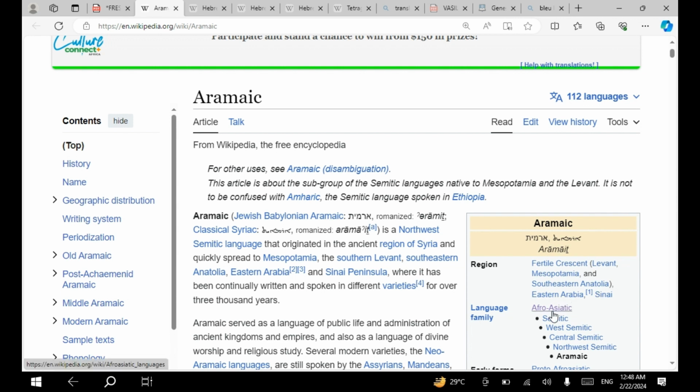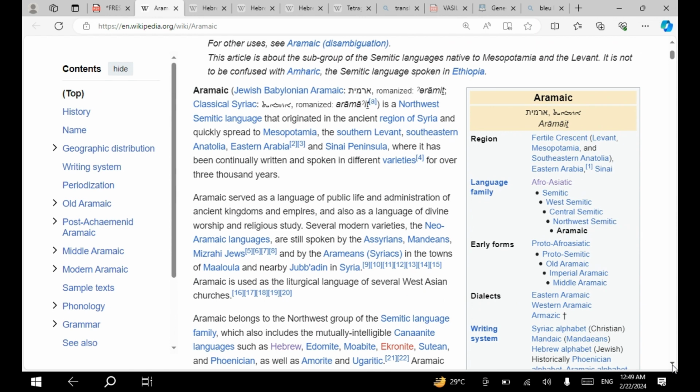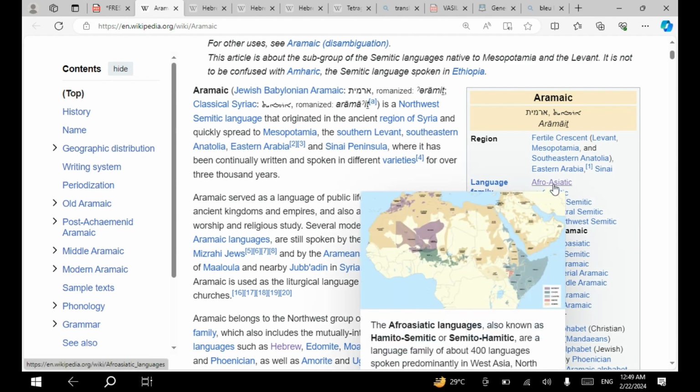Language family: Afro-Asiatic, Semitic, West Semitic. Is it not what Hebrew just said now that he is? Tell me, is it not what Hebrew said he is? He said he is what? From a language family of Afro-Asiatic. You see, these Afro-Asiatic are the Aramaic.